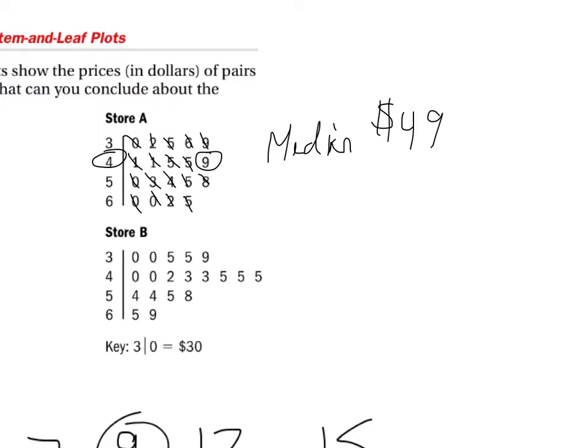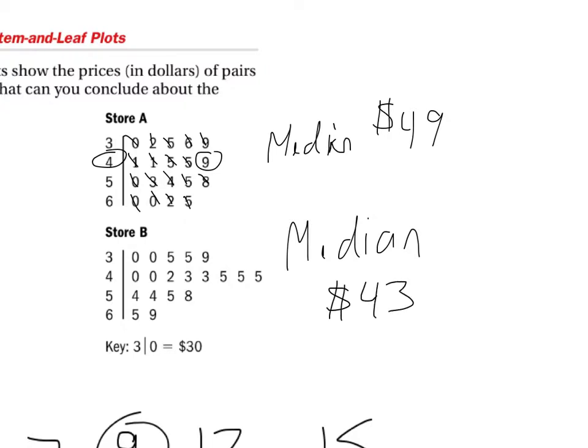So why don't you take a second? I want you to find store B's median. Go ahead, pause the video, find the median price for store B, and then play it when you're done. All right, cool. So I hope you found that the median at store B was $43. And this is another reason we need to have these stem and leaf plots ordered, because if we don't have them ordered, our medians aren't going to work out, or we'll have to reorder them. So it's better just to do it up front.